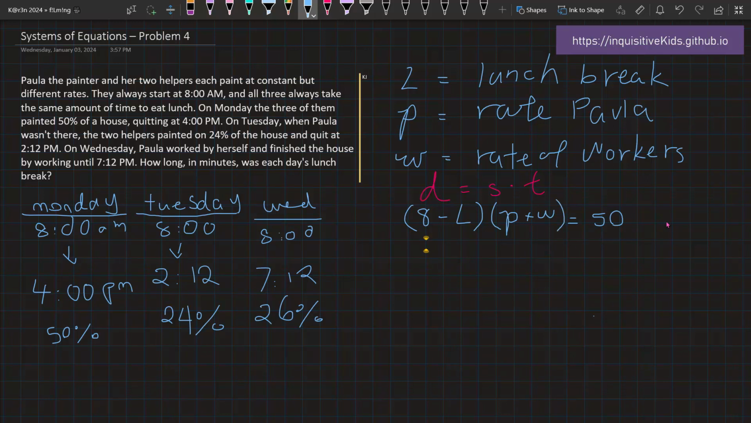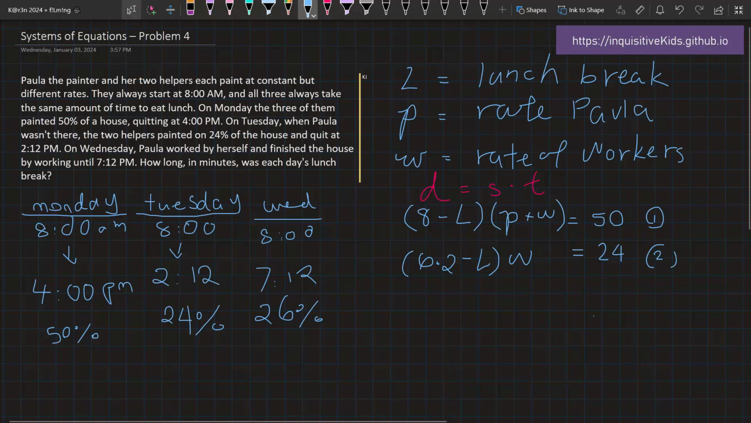What about our second equation? We know that the 2 workers completed 24%, so that would be the total of Tuesday. And how long did they work for? They worked for a total of 6.2 hours, and we can subtract L, which is the lunch break, times the workers' rate W. That is equal to 24. So this is our second equation.